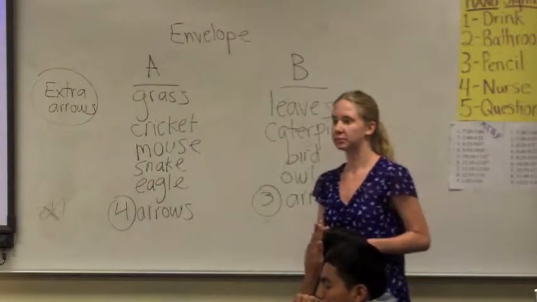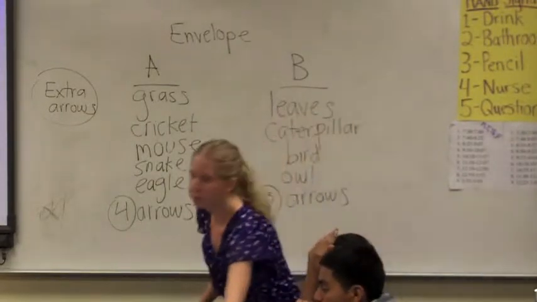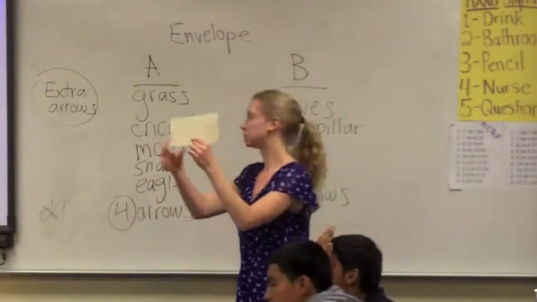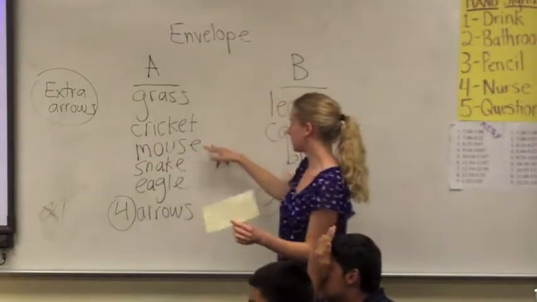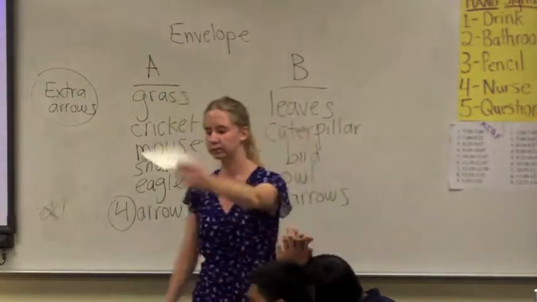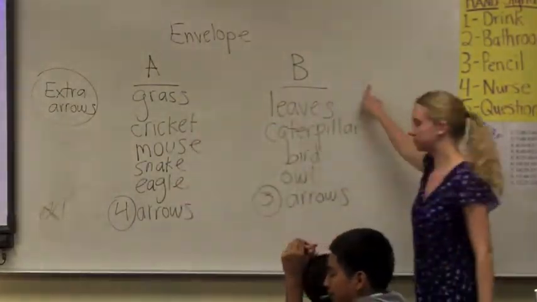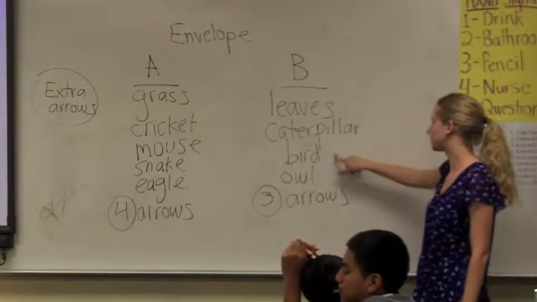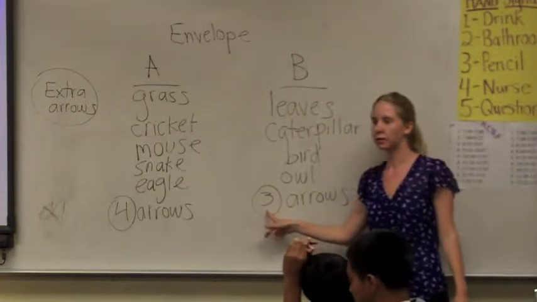To be put back in a specific way. If you see an envelope with an A on it, that means I need the grass, cricket, mouse, snake, eagle, and four arrows in the A envelope. In the B envelope, I need leaves, caterpillar, bird, owl, and three arrows.